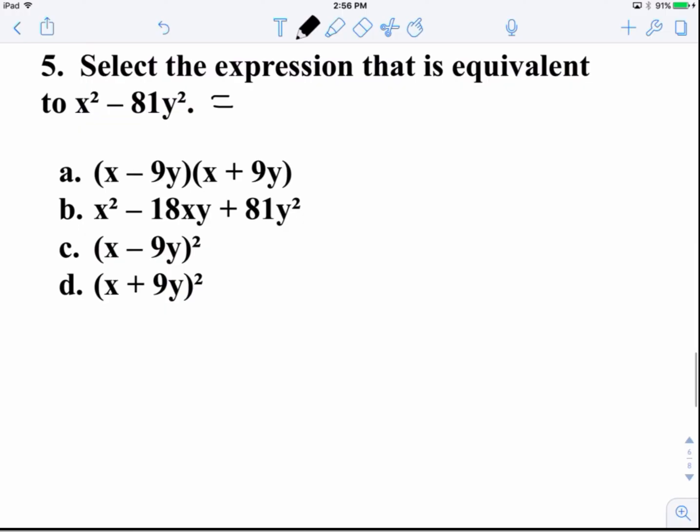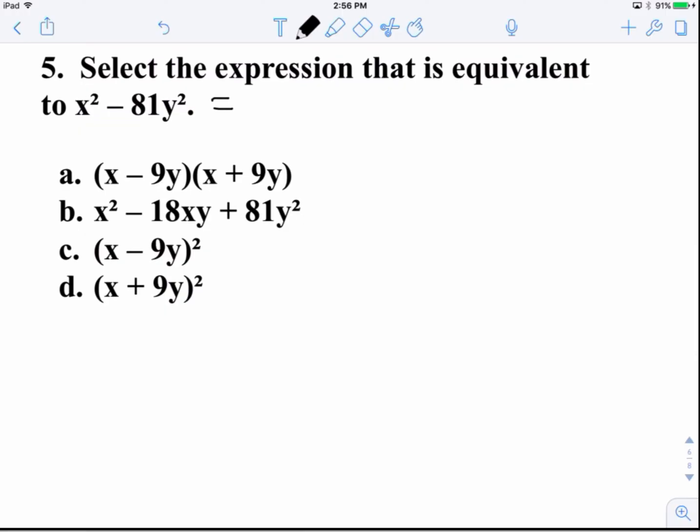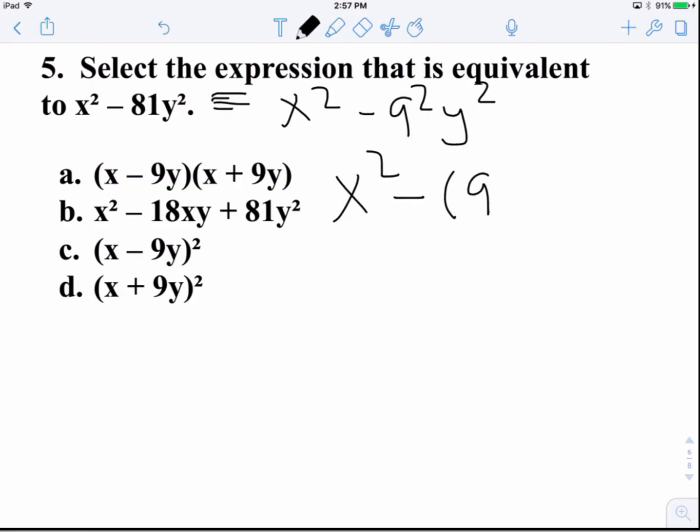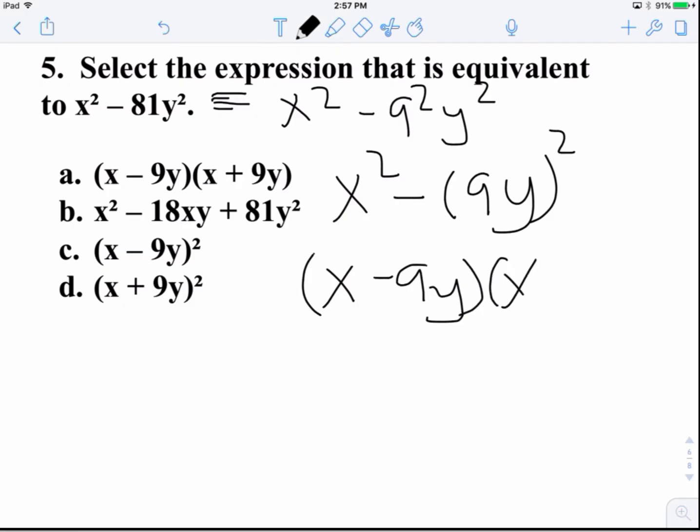And then number 5, select the expression that is equivalent to x squared minus 81y squared. So this can be written in terms of x squared minus 9 squared y squared, x squared minus the quantity of 9y squared. So a square minus a square can become x minus 9y times the quantity of x plus 9y. So the answer is A.